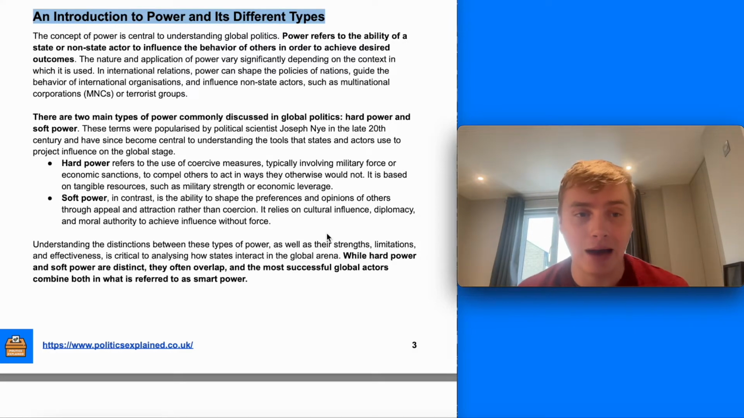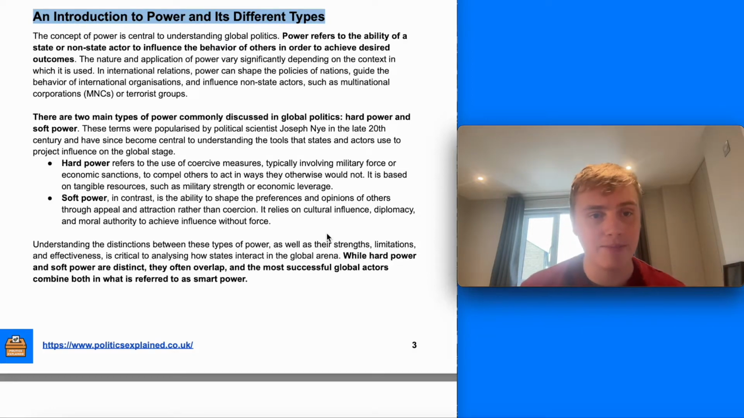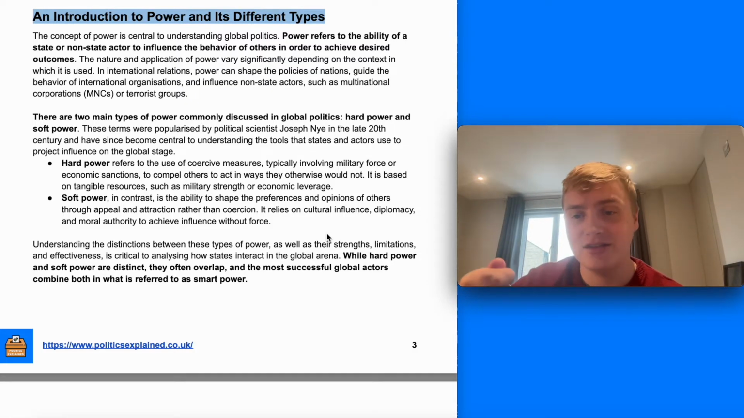The first one of these is hard power, and that refers to the use of coercive measures. So typically involving military force or economic sanctions. So using hard military power or economic power to compel others to act in a way they otherwise wouldn't. And the ability to project hard power in international relations is based on how many resources you have. So if you have a massive military, you have a greater capacity to exert hard power in the international community. Exactly the same if you have a big economy that a lot of other states are dependent on, you have greater economic leverage and greater capacity to exert hard power.